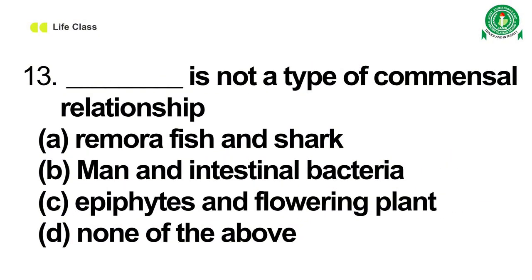Dash is not a type of commensal relationship. So a commensal relationship is a type of relationship where one party benefits, however, the other party is not harmed in any way. So option A, B, and C are all commensal relationships. So the correct answer is D, which is none of the above.